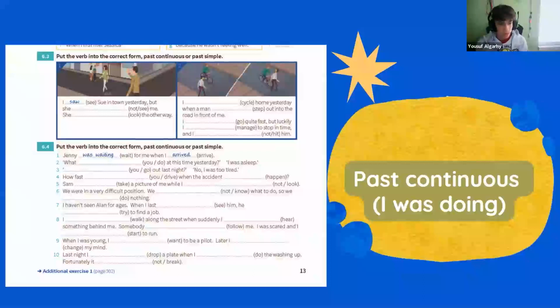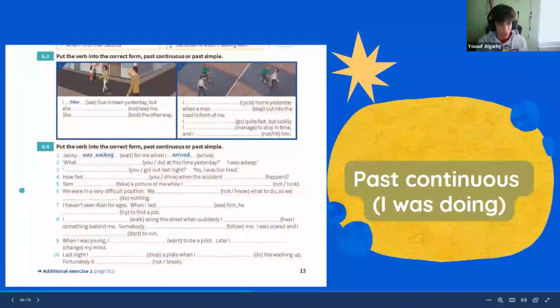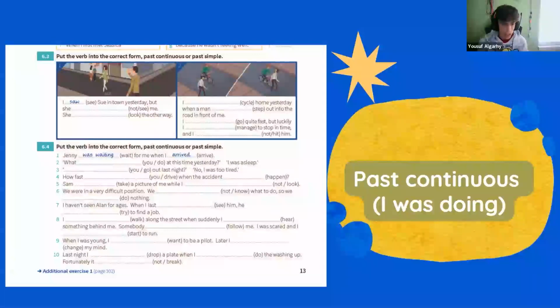All right. Number 7, I haven't seen Alan for ages. When I last blank him, he blanked to find a job. When I last saw him, he was trying to find a job. All right. Number 8, I blank along the street when I suddenly blank something behind me. I was walking along the street when I suddenly heard something behind me. Okay. Somebody blank me. I was scared and I blank to run. Somebody was following me. I was scared and I started to run.